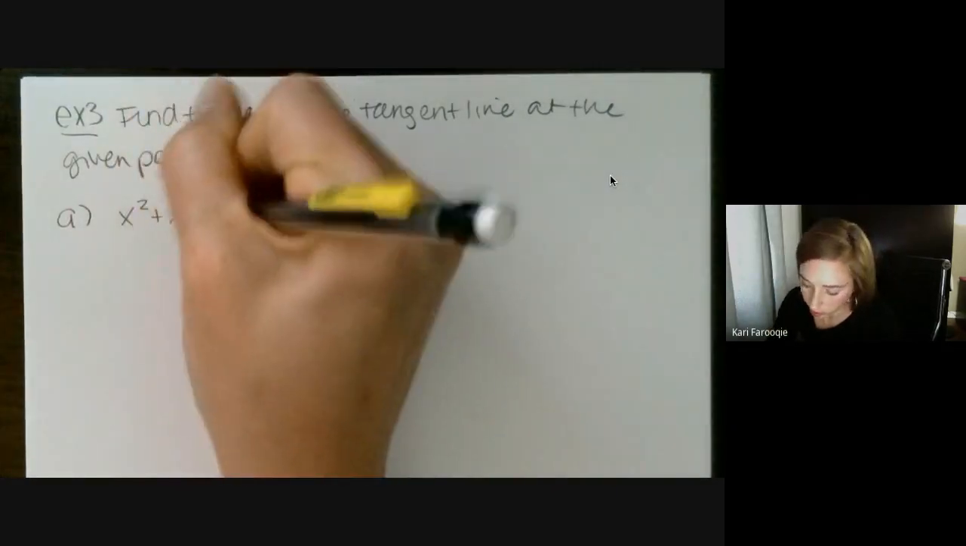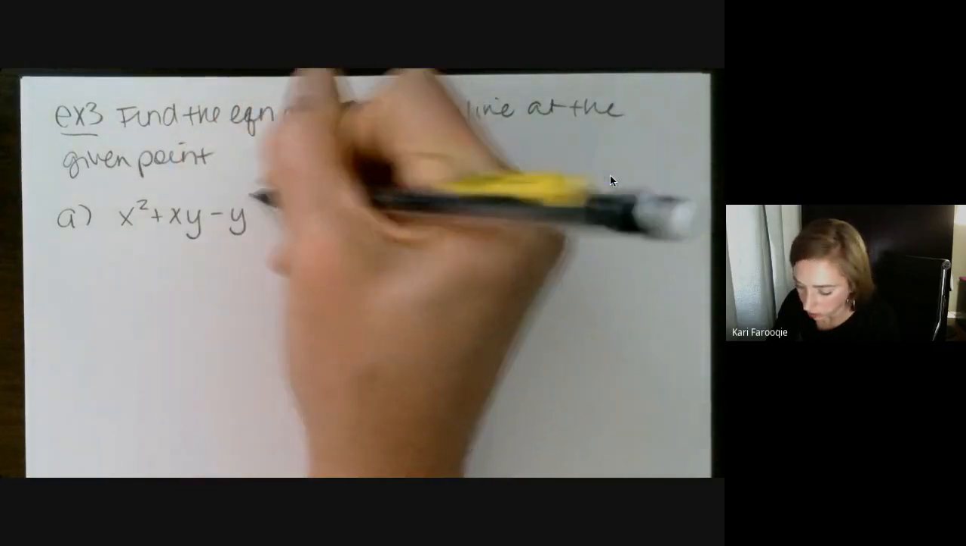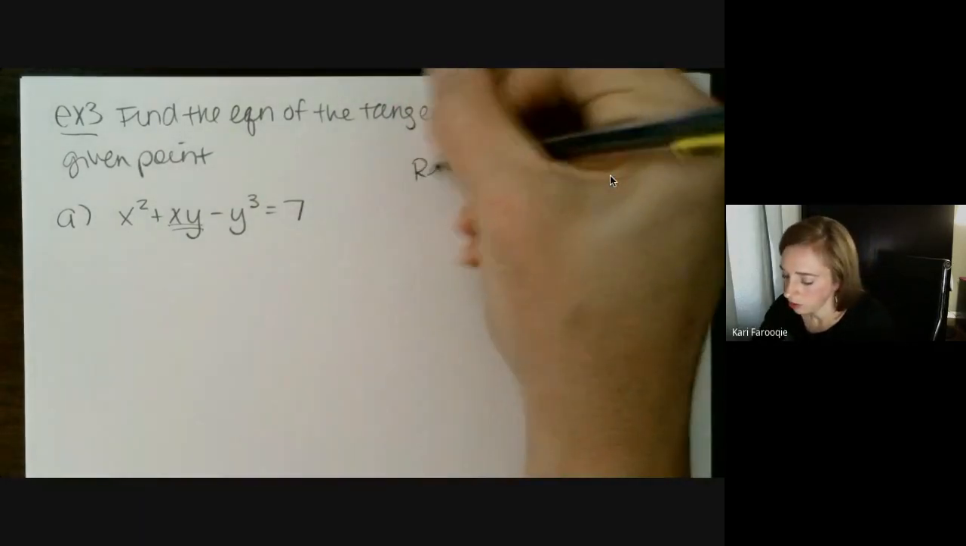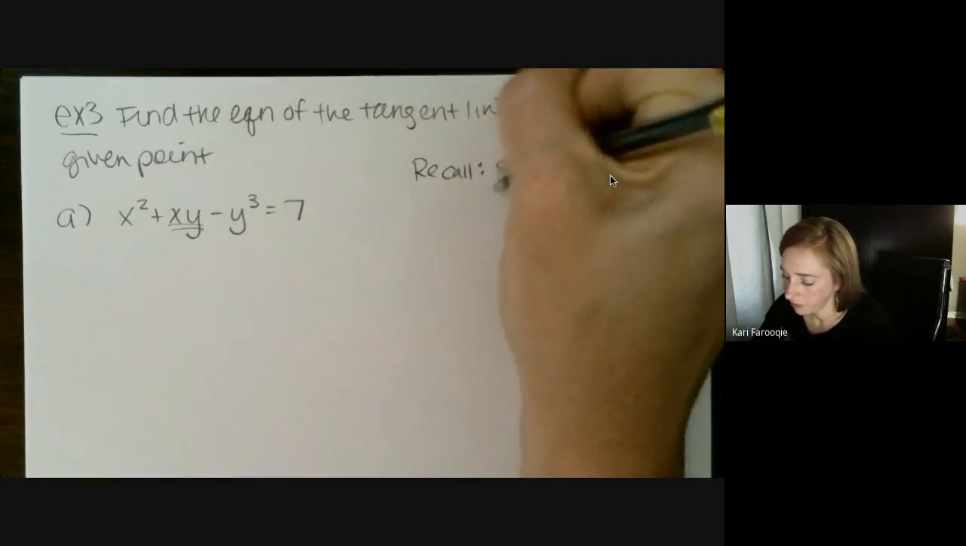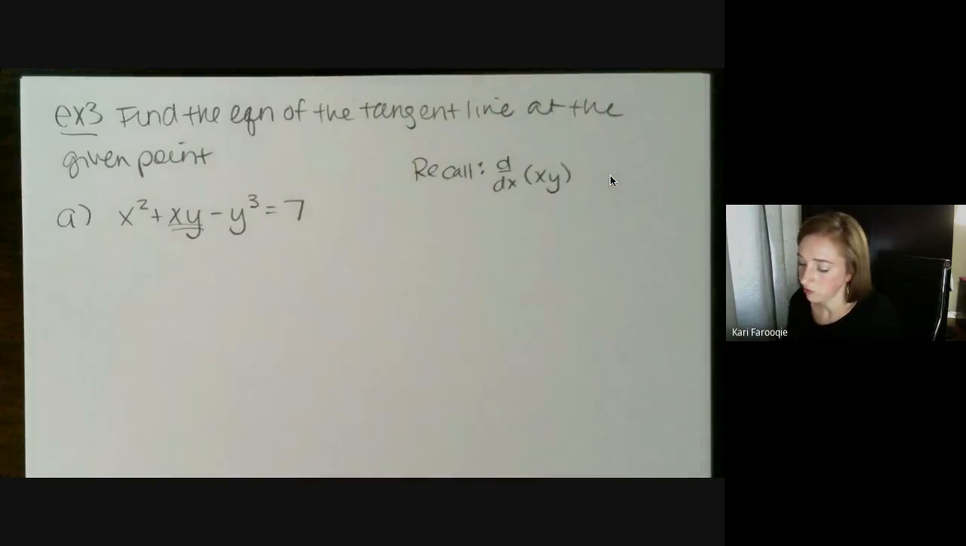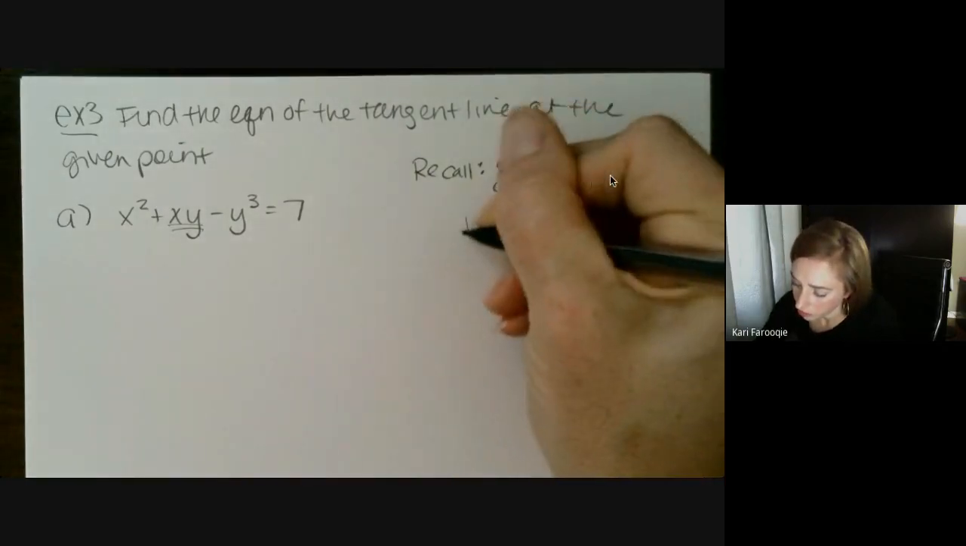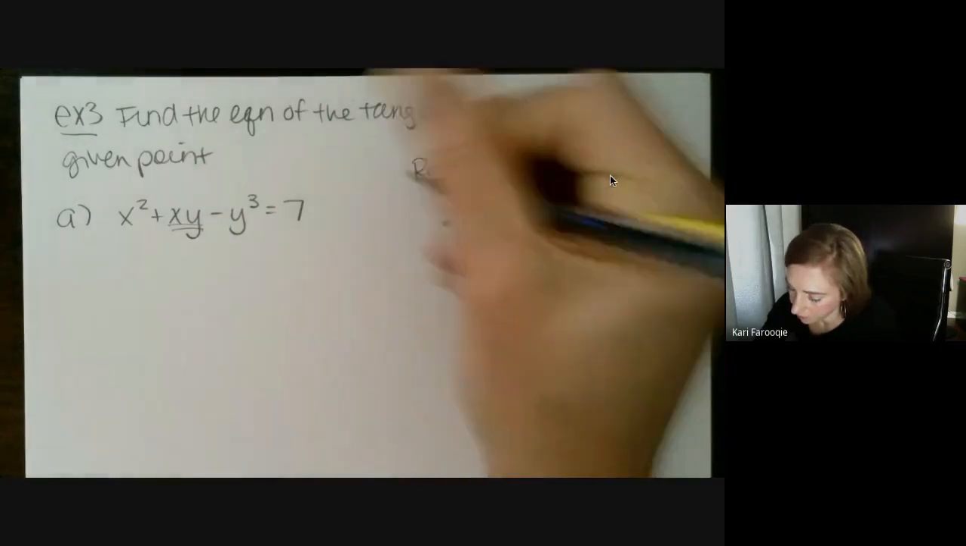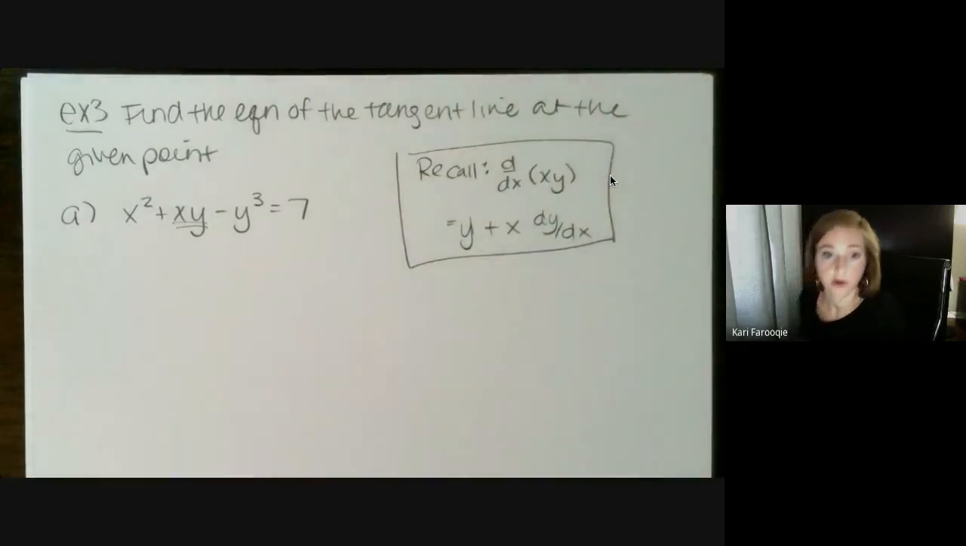We have x squared plus xy minus y cubed equals 7. And again, you're seeing this xy. We found this derivative now 3 times at least. We're going to recall from our previous examples that the derivative of xy is f prime g plus f g prime. So we're going to use that liberally. I'm going to use it again.